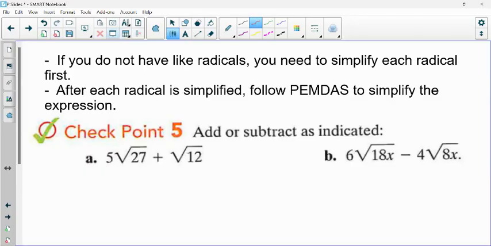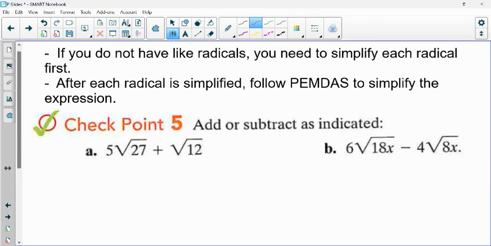Okay, so here's the two operations. The first one is 5 root 27 plus root 12. And our second one is 6 root 18x minus 4 root 8x.